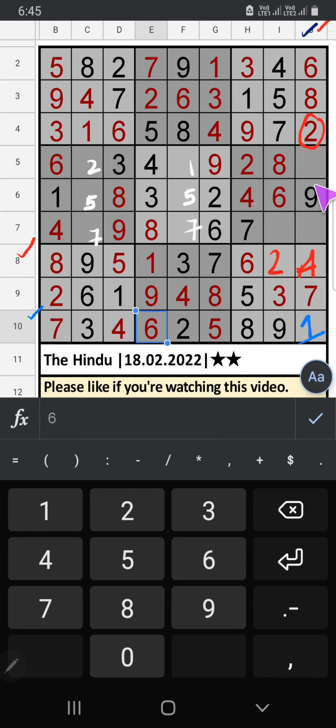Column J, 2 numbers are remaining, 3 and 5. 5th row we have 3, so 3 can't come in this cell, 3 is confirmed here, then 5 is here. Column I, only one number is remaining, 1 is confirmed here.